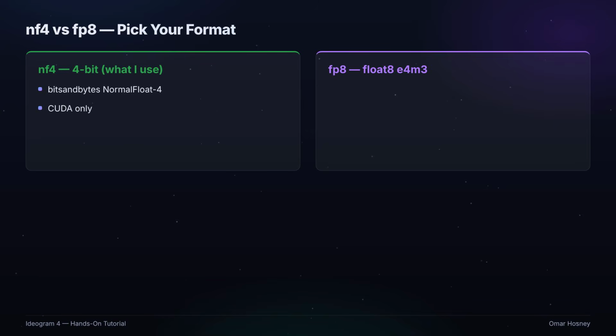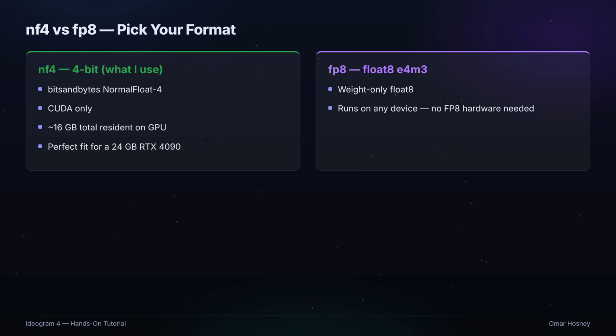The second format is FP8, using the E4M3 encoding. It's weight-only quantization, activations stay in float 16, so it doesn't need FP8 hardware and runs anywhere, including Apple Silicon and CPU. If you have an NVIDIA card, take NF4. Otherwise, FP8 is your friend.